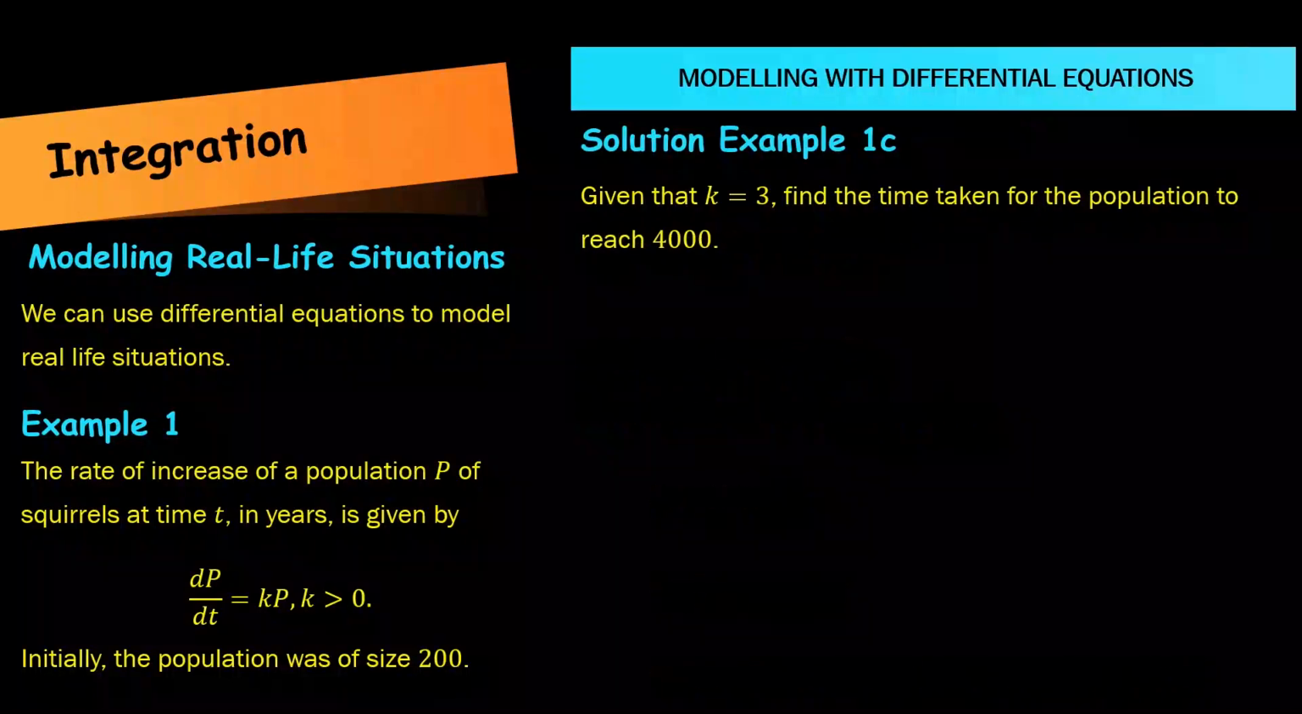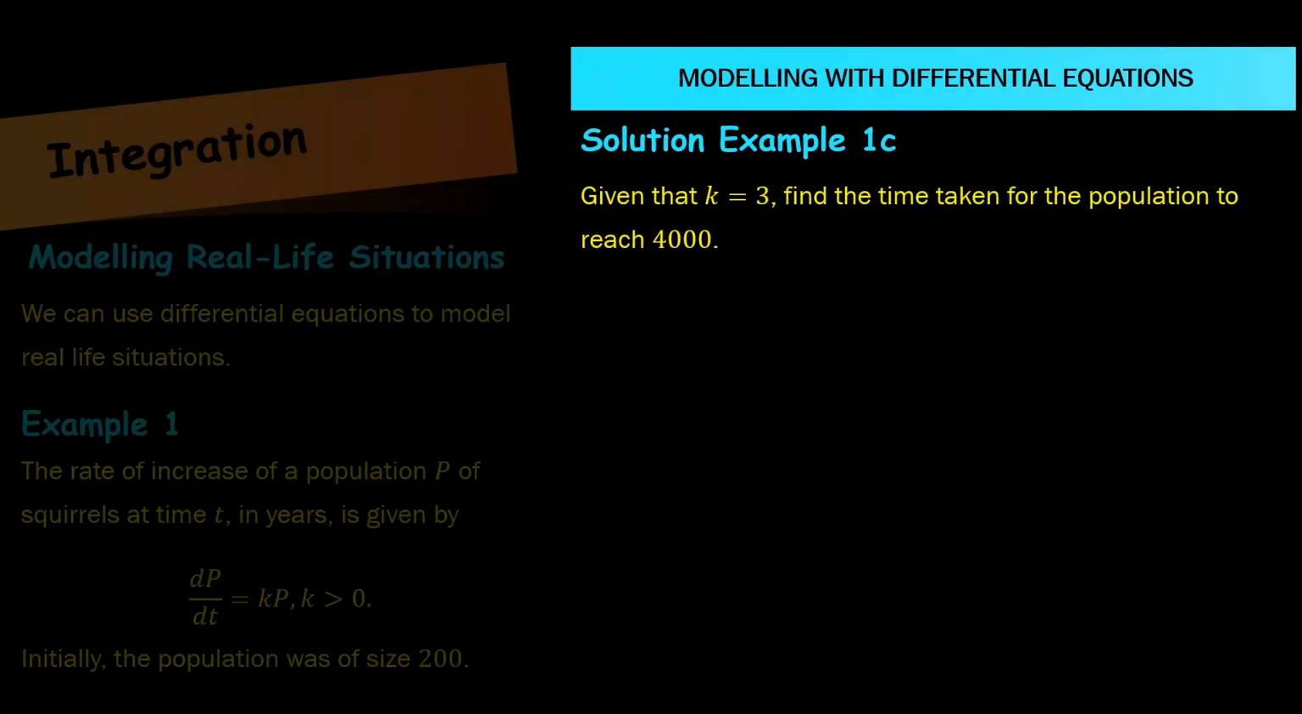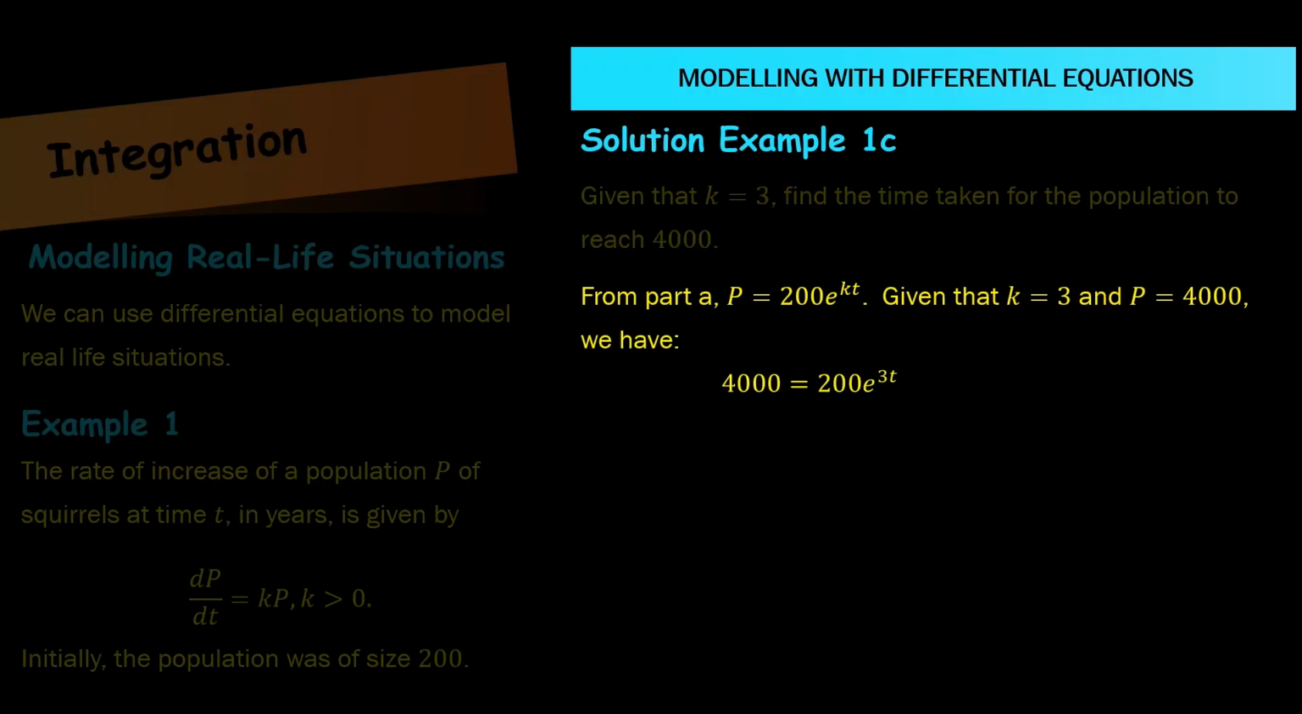Now let's have a go at part C. Given that k equals 3, find the time taken for the population to reach 4,000. So we have k equals 3 and P equals 4,000. From part A, we also have that P equals 200 times e to the power kt. And therefore, putting both of these parts together, we have 4,000 equals 200 times e to the power 3, which is the value of k, times t.